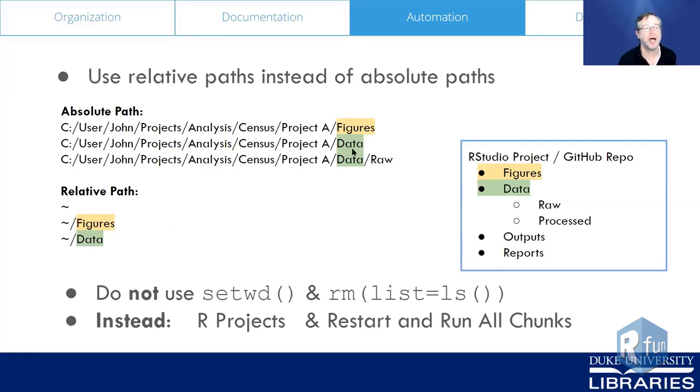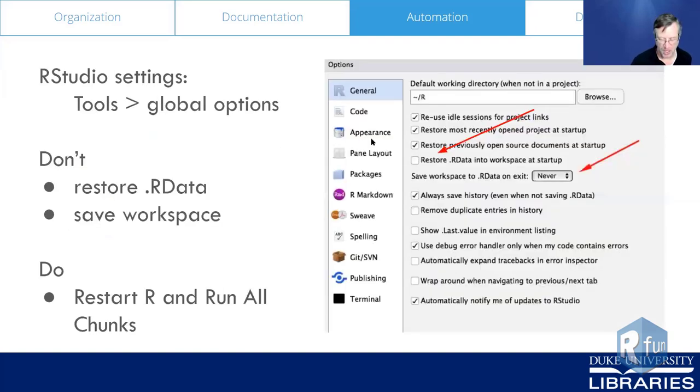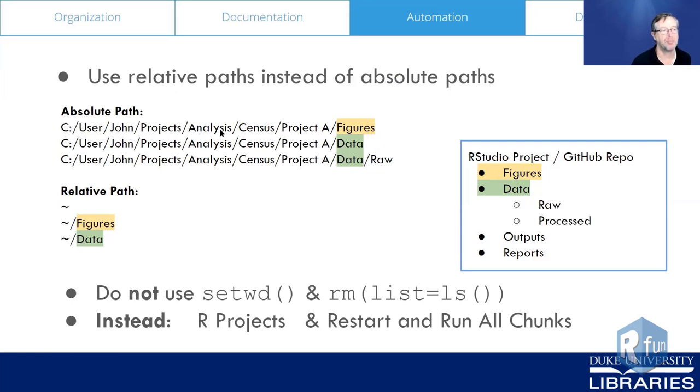But just to bring home this concept of reproducibility and relative paths, when you're using RStudio projects, you can reference other files and file paths relative to the root of the project. So if the root of the project says user John projects analysis, blah, blah, blah, that's all idiosyncratic to my file system. There's no way you're going to have that on your file system. If I reference this full path and share my code with you, you're going to have to go in and edit my code just to run it.